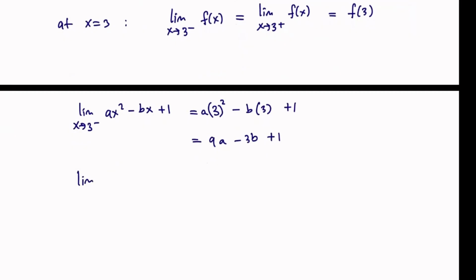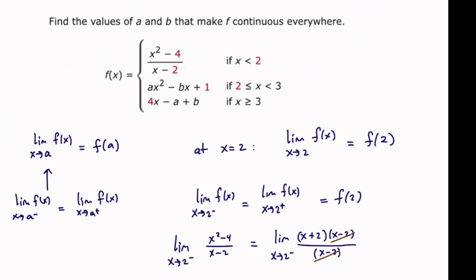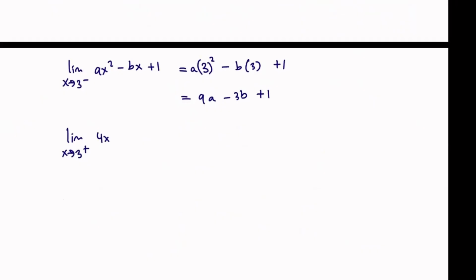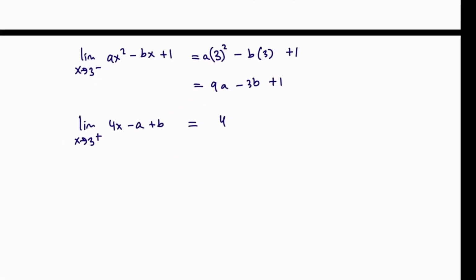And now we take the limit as x approaches 3 from the right. So our function that we're going to choose, we're approaching 3 from the right, so we can pick a number a little bit bigger than 3. So that's the function. It's 4x minus a plus b. So I plug in a value into x. So you'll have 4 times 3 minus a plus b. And this will evaluate to 12 minus a plus b.